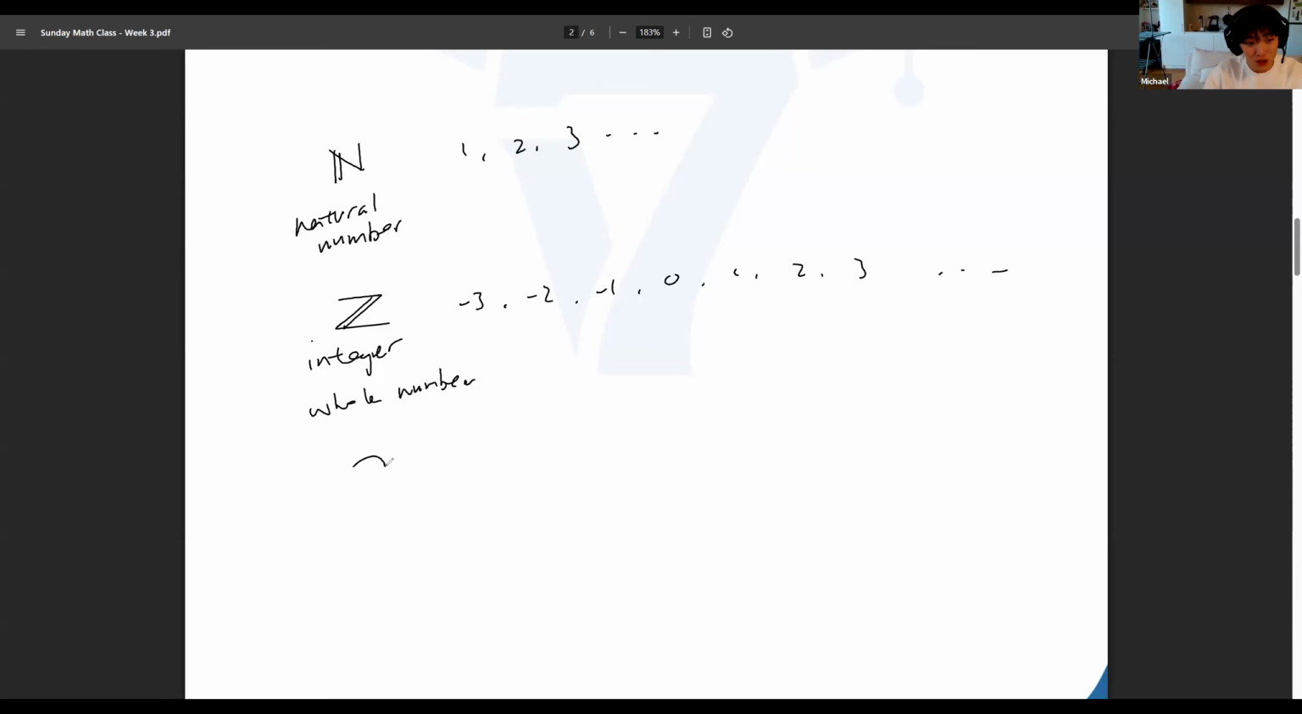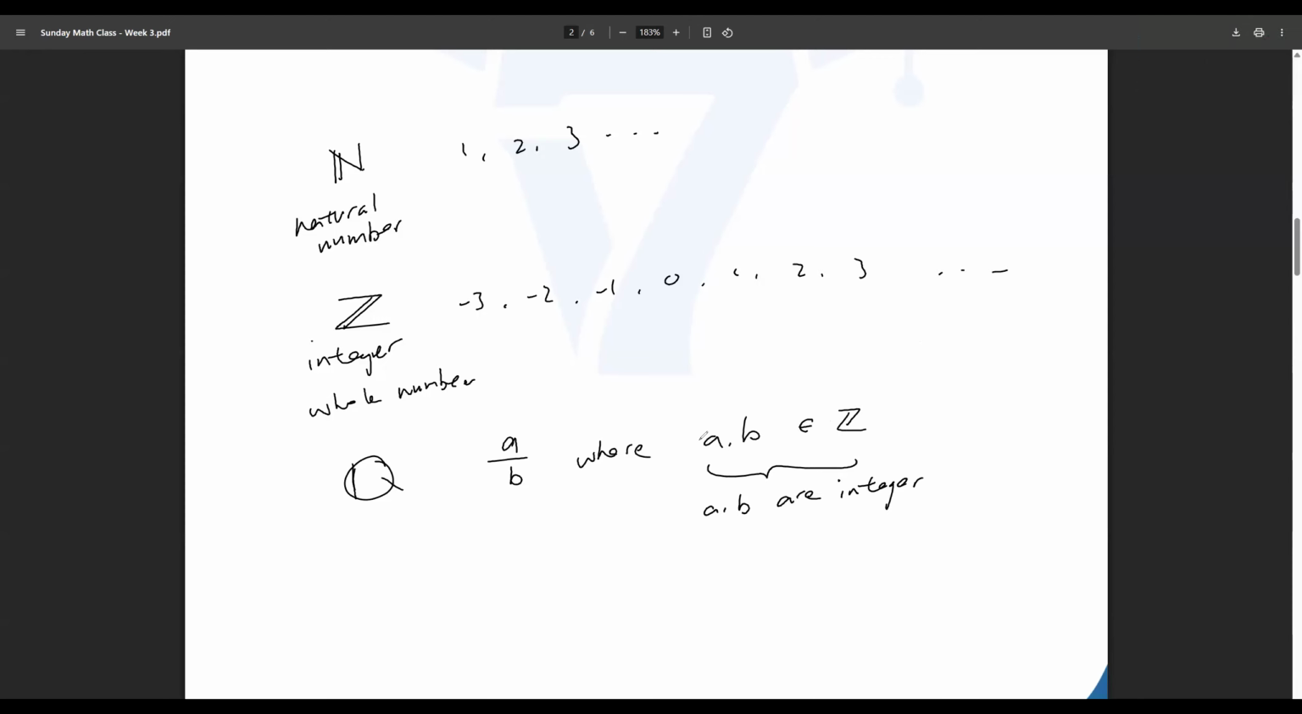And then we have a rational number denoted by this Q notation. Okay. A rational number is like A over B, where A and B are integers. This notation here means A and B are integers. This little notation here means belongs to, an element of, the integers. Okay. Adriana, are there any questions? No. So pretty much fractions.